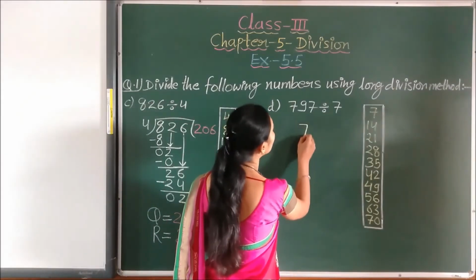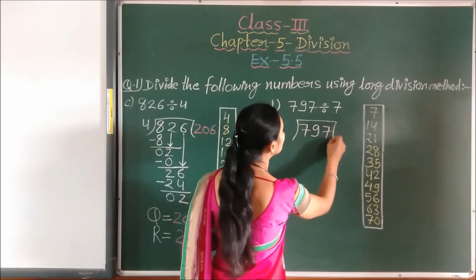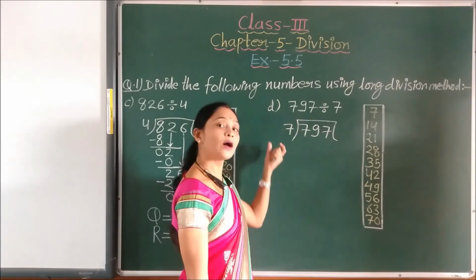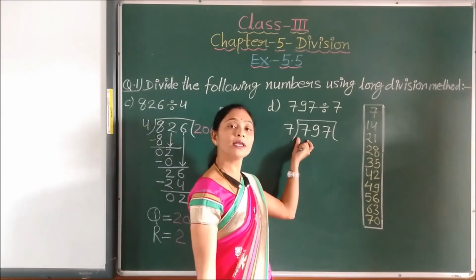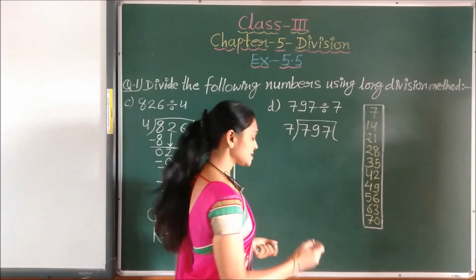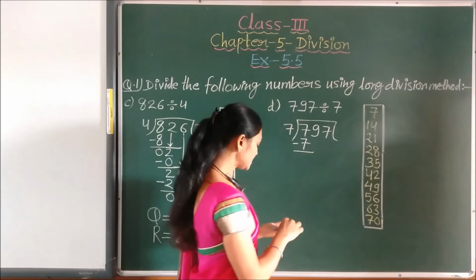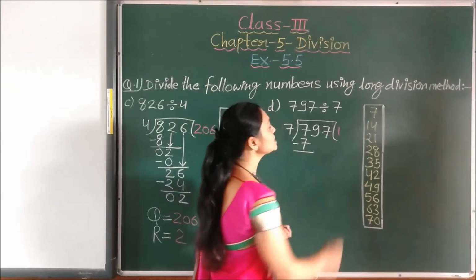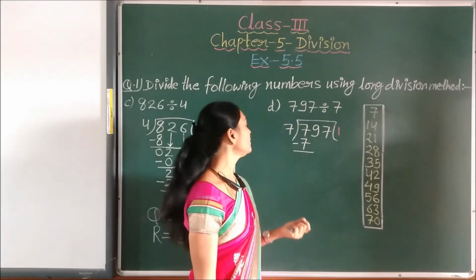797 we have to divide by 7. So like this we will write numbers. Now we have to read this table of 7. We will see this is 7 only, means 7 ones are 7. So here we have to write 7 and subtract, and here we have to write this 1 because we read the table how many times? 1 time only.